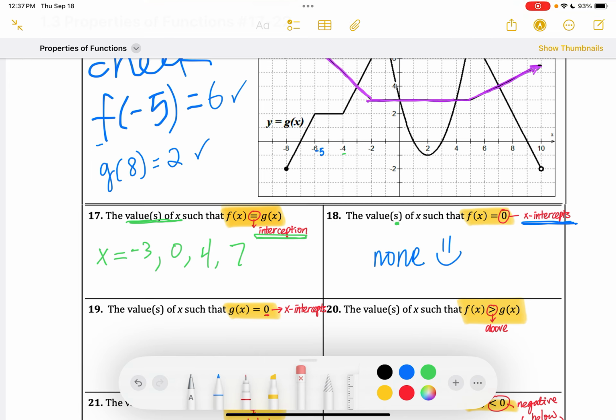Moving on. Find the value of x such that g of x equals 0. So the keyword is back to us again. The equal to 0, y equal to 0, aka we are looking for the x-intercept.